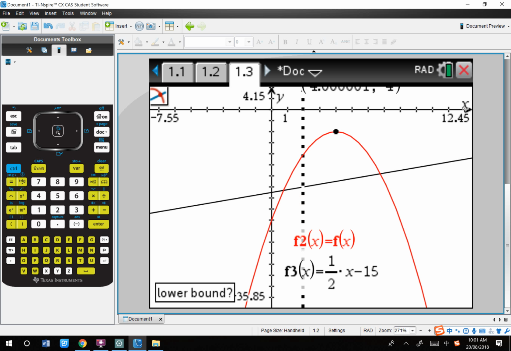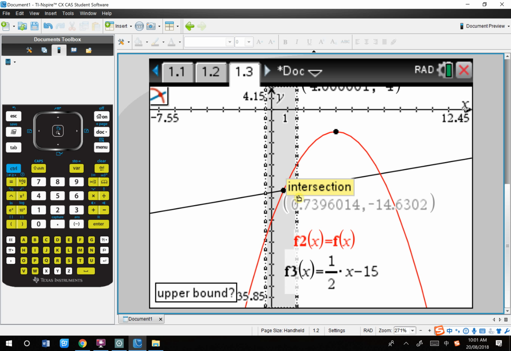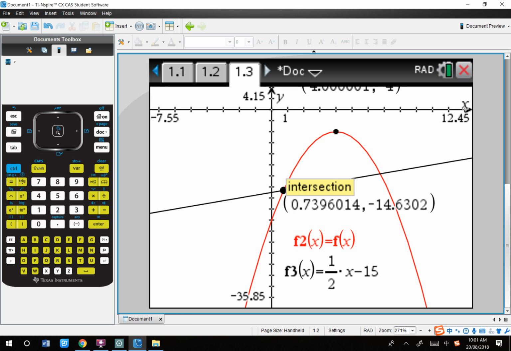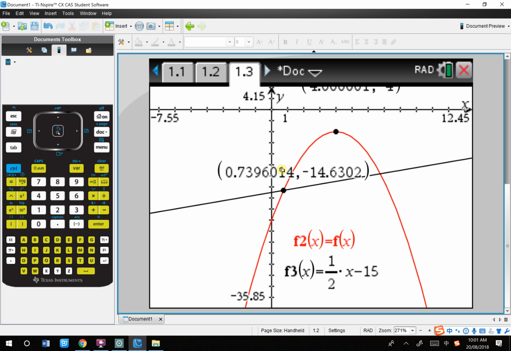I need to find 1 at each time. Can you see my lower bound, this line? I need to find the intersection 1 at each time. So I will move this line to the left hand side of the intersection and press enter. And then you have the second line, move to the right hand side of the intersection and then press enter. So the coordinates are given here.